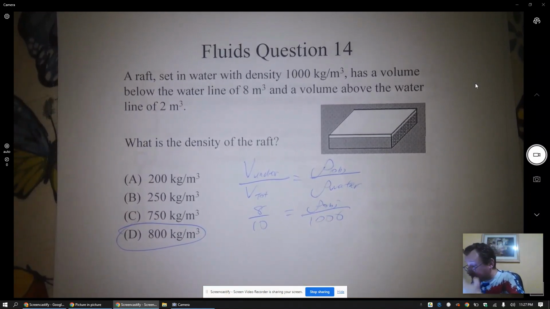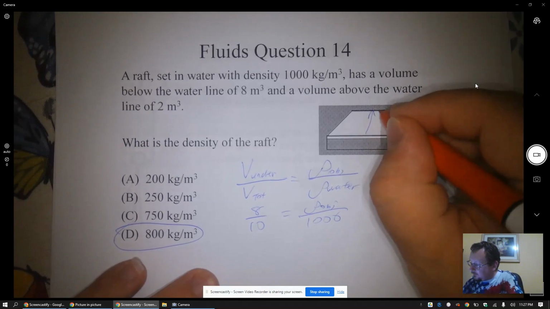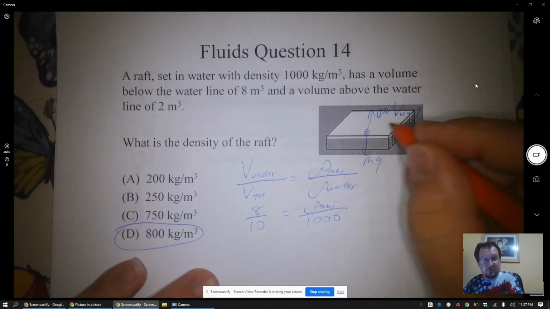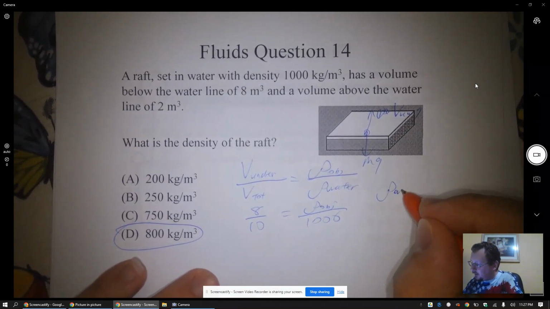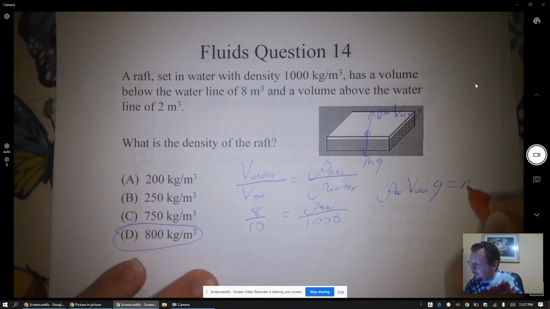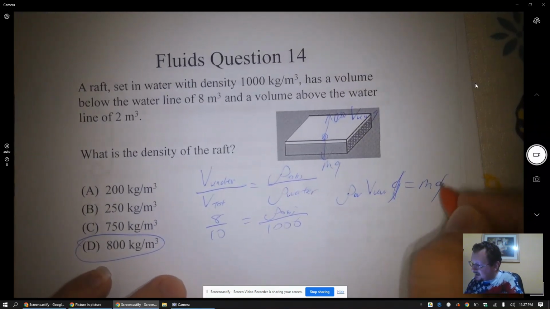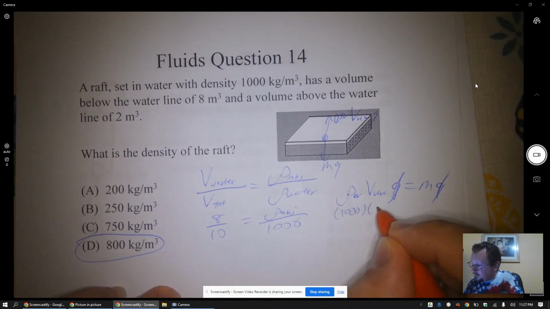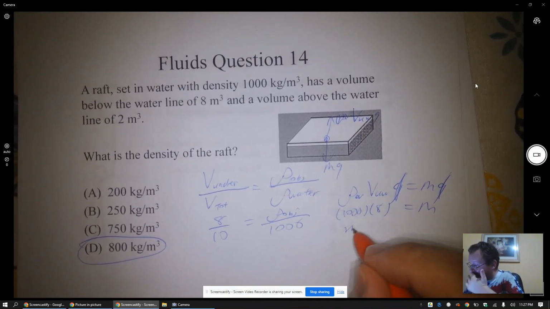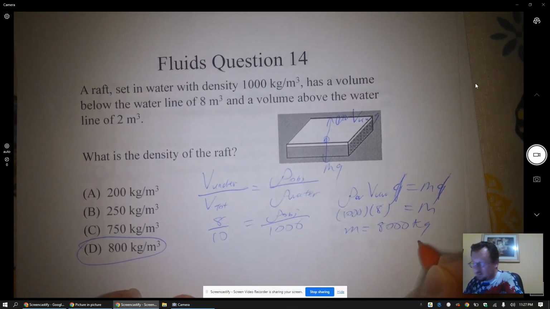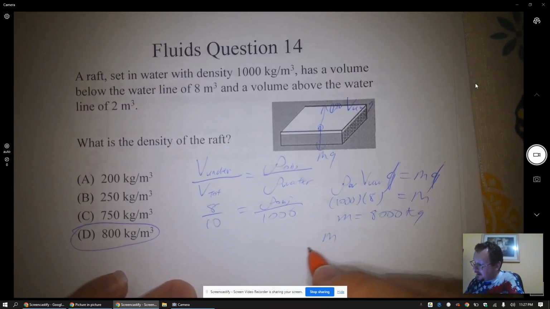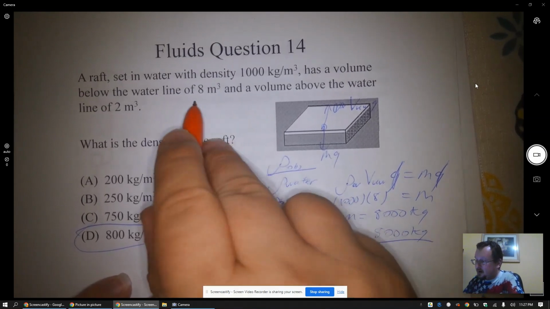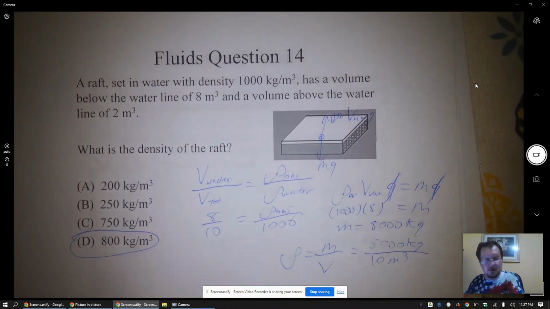Now, let's try something else. Let's say that the force of buoyancy, rho V under the water times gravity, equals mg, the force of weight. So density of the water times the volume underwater times gravity equals mg. The g's cancel, and the density of the water is 1,000, the volume under the water is 8. So the mass of this object is 8,000 kilograms. Then I do mass over volume to get density: 8,000 kilograms divided by the total volume, 10 meters cubed. So there's where you get your 800.